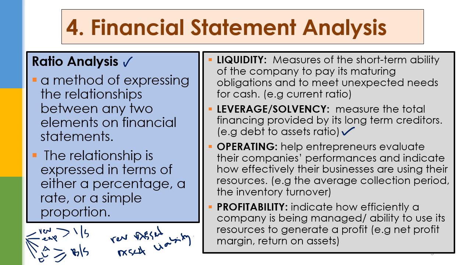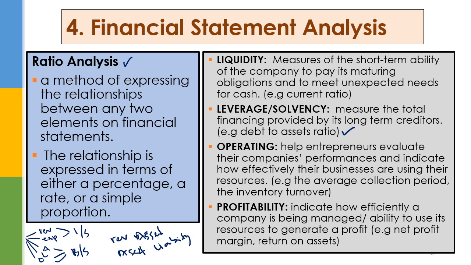The debt to assets ratio measures the percentage of total financing provided by creditors. So the formula: total liability divided by total assets. The higher the percentage of debt to assets, the greater the risk that the company may be unable to meet its maturing obligations. The third ratio is the operating ratio.